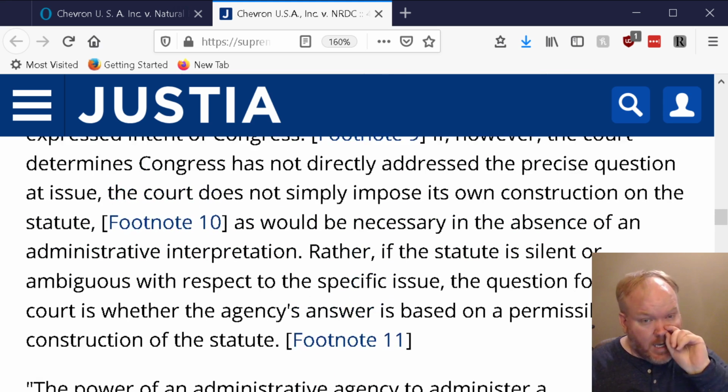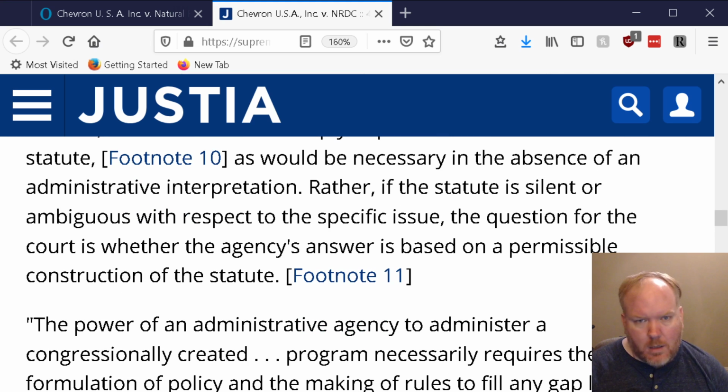As it would be necessary in the absence of an administrative interpretation. Rather, if the statute is silent or ambiguous with respect to the specific issue, the question for the court is whether the agency's answer is based on a permissible construction of the statute, which means any permissible construction, which means that the agency can change the statute at any time. Because as long as they can come up with a plausible reading, any plausible reading will do.